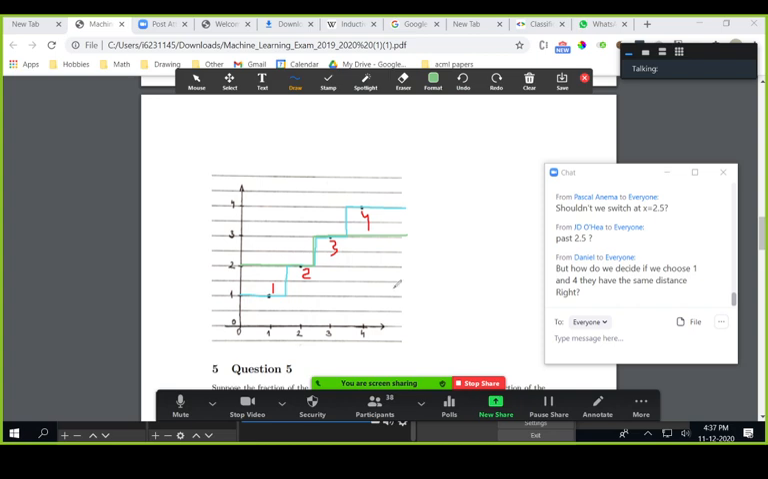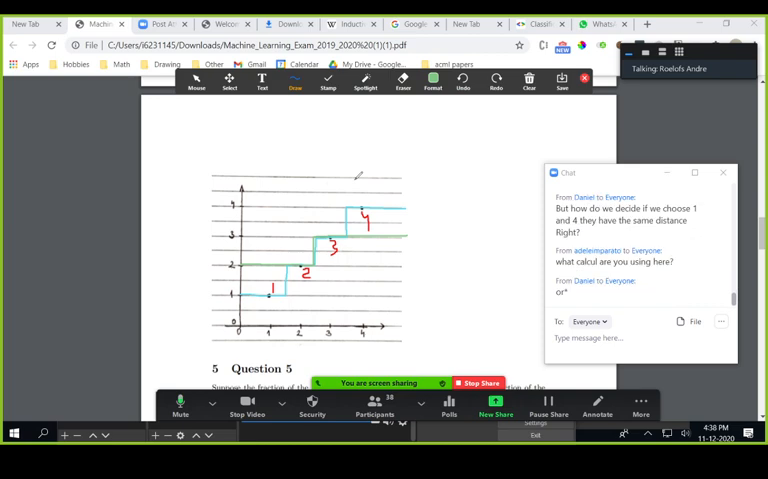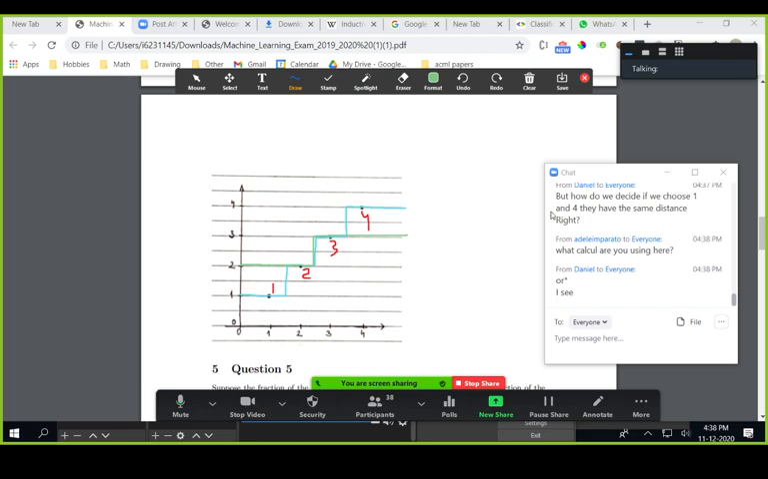It should be past 2.5. How do we decide if we choose 1 and 4? They have the same distance, right? Yes, but before 2.5, 1 is closer, at 2.5 they're equally close, and after 2.5, 4 is closer. So we make that switch immediately after we reach 2.5, or wherever. What calculation are you using here?